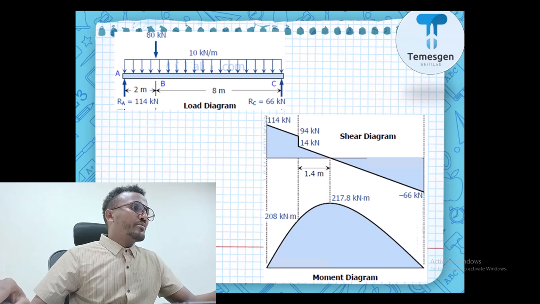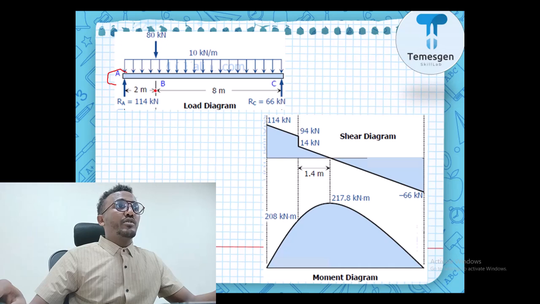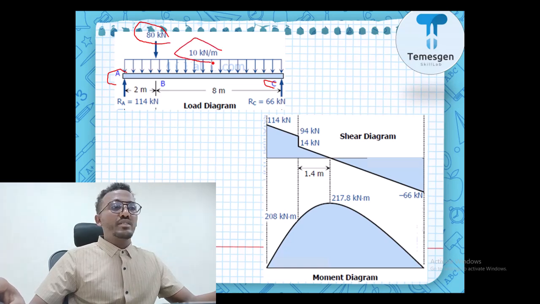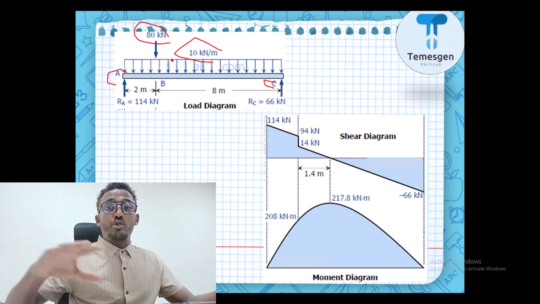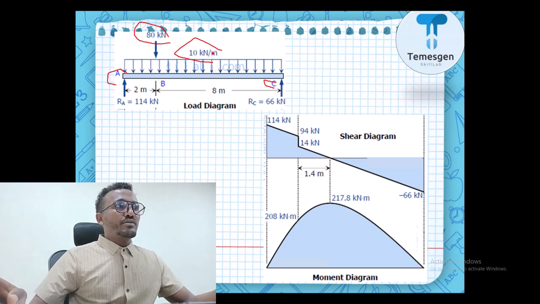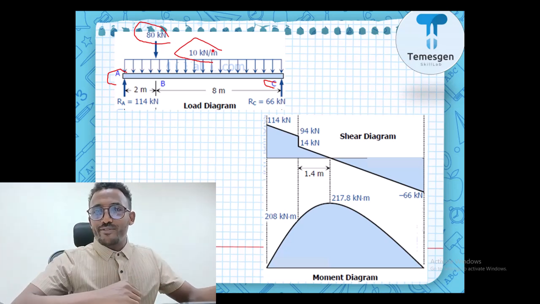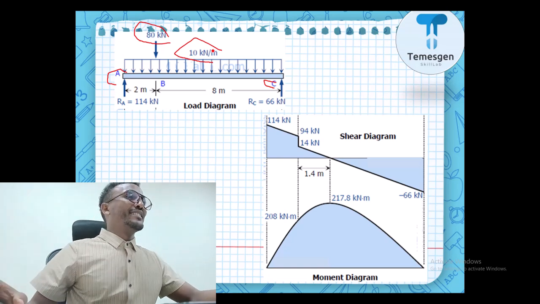Our beam today looks like this. We have point A and point C, which are supported, and we have an 8 kilonewton point load, and a 10 kilonewton per meter distributed load through the whole beam. So stay with me, we are going to solve this. Let's go to SolidWorks.